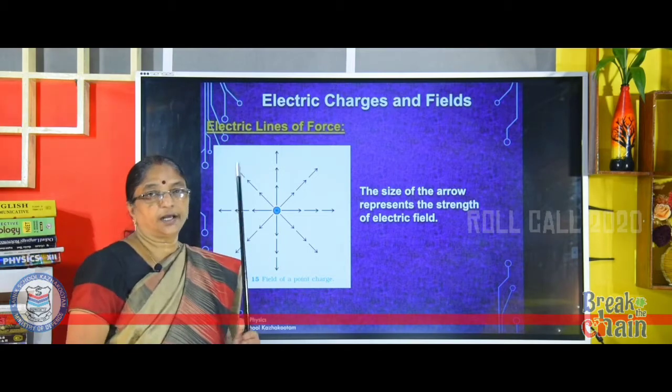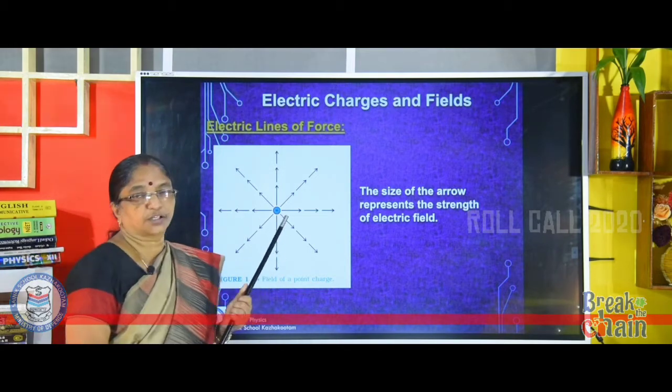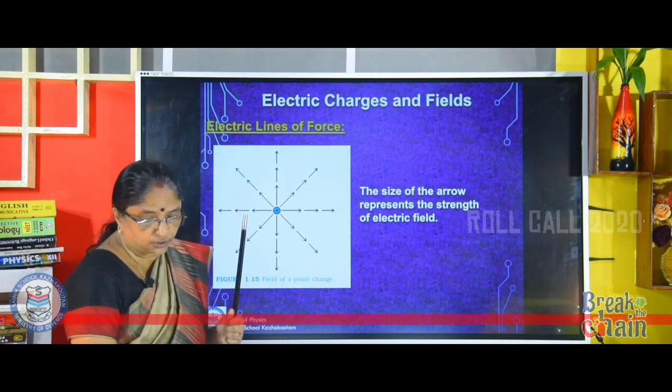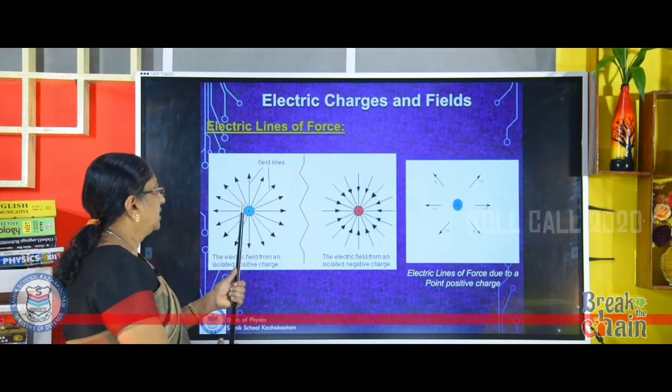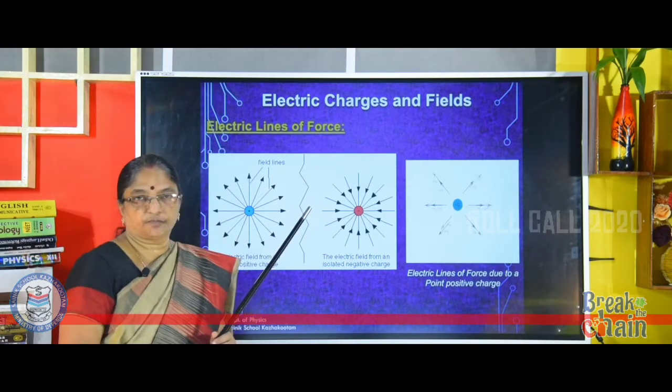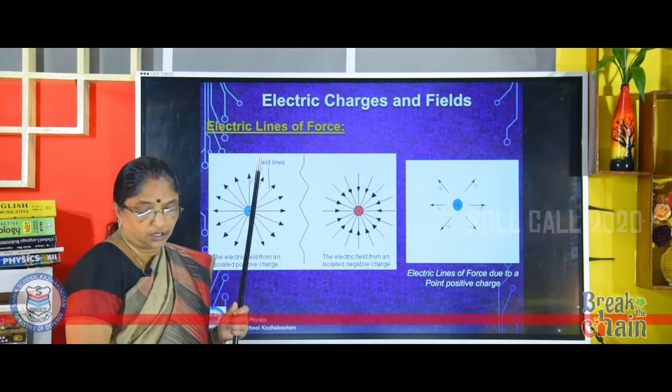See this another diagram. This is the diagram from your textbook. I will show the previous one once more. You see, here I have drawn continuous lines as electric lines of force, but just see this.